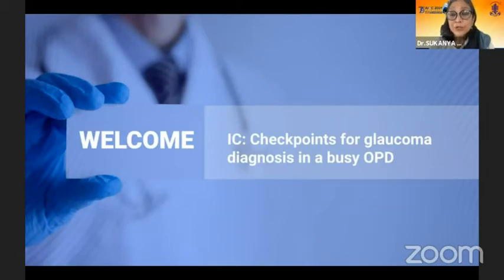The onus of diagnosing glaucoma rests with each and every individual ophthalmologist, irrespective of his specialty, irrespective of where and how he practices. So this IC is going to offer certain key points by which you can identify glaucoma. It's going to give you a checklist of key clinical findings by which you can detect any coexisting glaucoma, and you can make a glaucoma evaluation a part of your comprehensive eye examination.